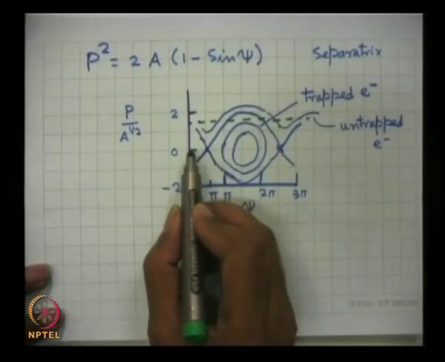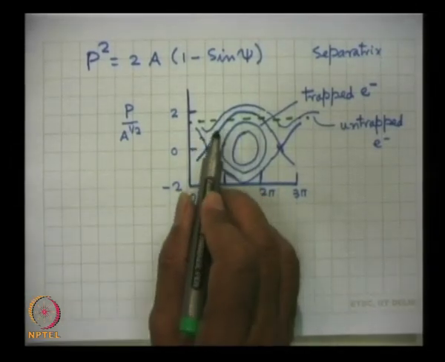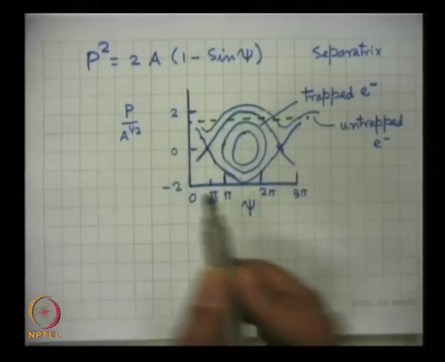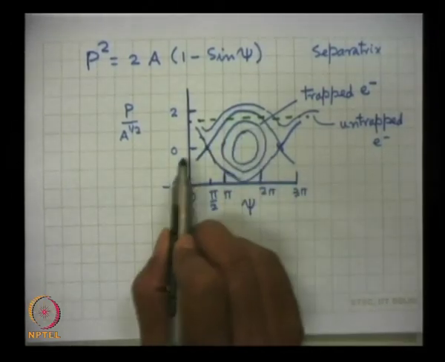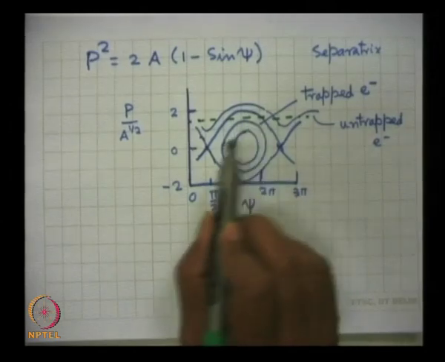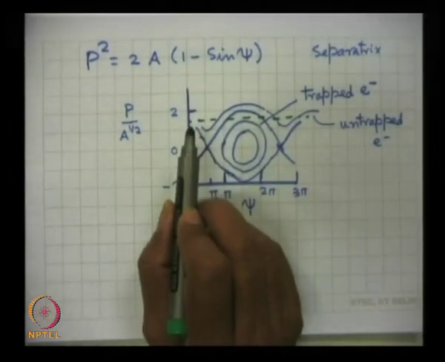If the electrons are evenly distributed, meaning they are entering the wave at regular intervals, some electrons, when they enter at a proper phase, will be inside the separatrix and these will be trapped electrons. Some will be outside the separatrix and they are called untrapped electrons.